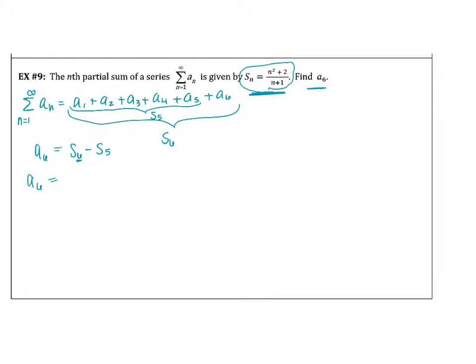So if I plug in 6 there, that's going to give me 6 squared plus 2 over 6 plus 1, and then that's going to be minus our 5, so 5 squared plus 2 over 5 plus 1. And so we're going to have 38 over 7 minus 27 over 6. When we put that together, we're going to have some ugly number, and I don't have a calculator in front of me. So you all can calculate that if you want to know that final answer.